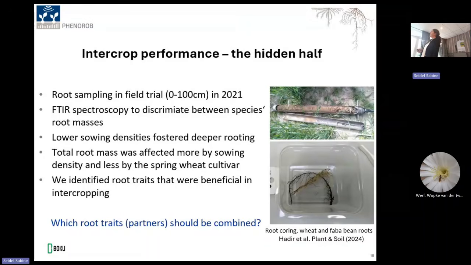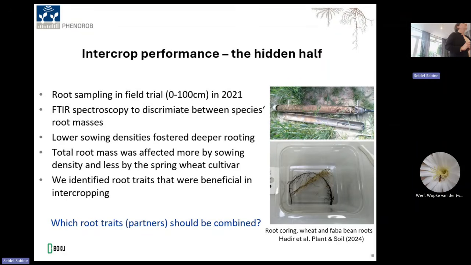And then we also identified root traits that were beneficial in intercropping. And the major root trait is actually the early vigor. So the early growth of the roots really plays a major role, especially the early growth of the dominating cereal. So if you have a dominating cereal that grows in the beginning and also develops a lot of roots, the chance is quite high that it will suppress the faba bean.